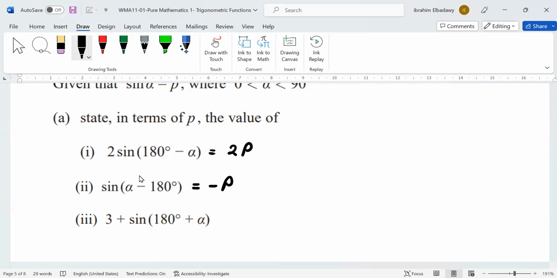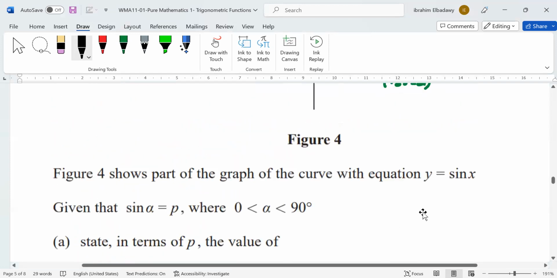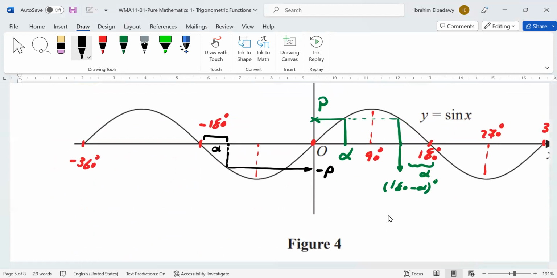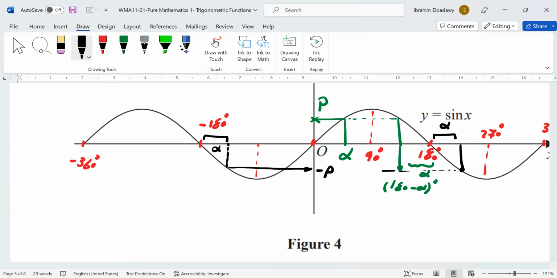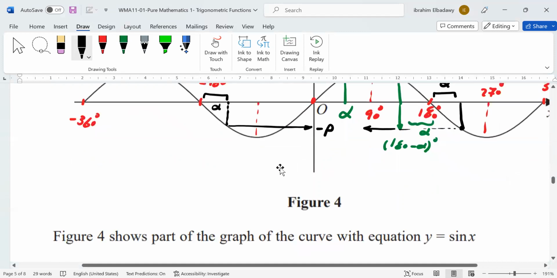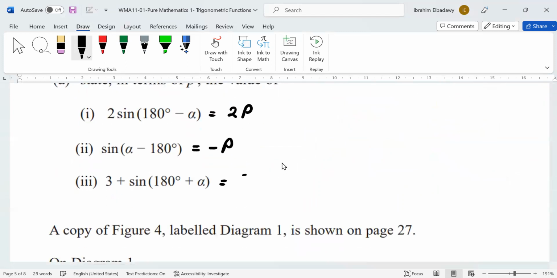What about the last, third one? 3 plus sine(180 degrees plus alpha). 180 plus alpha, let us go up. The alpha is here, so 180 plus alpha is this point. If you go from here to there, this gives you negative b as well. 180 plus alpha will be negative, so here you can write this value equal to 3 times negative b. This is how you can get the answer from the diagram.